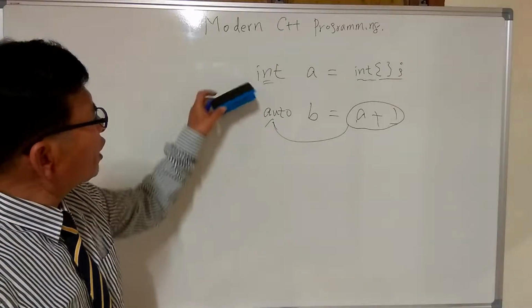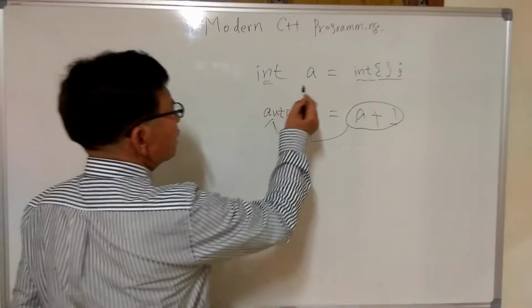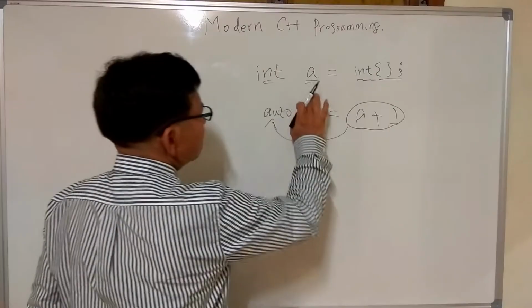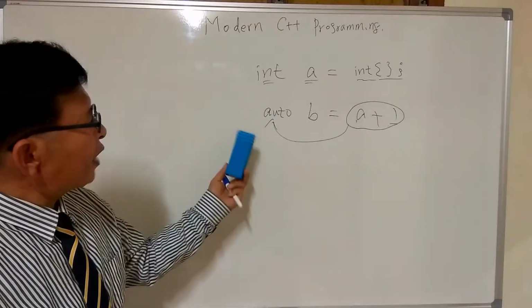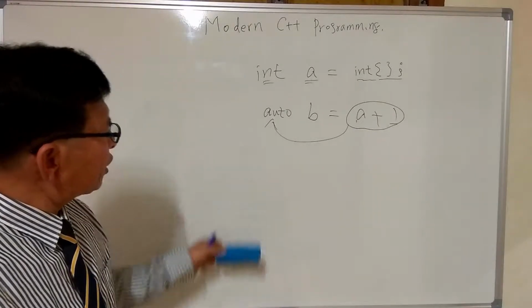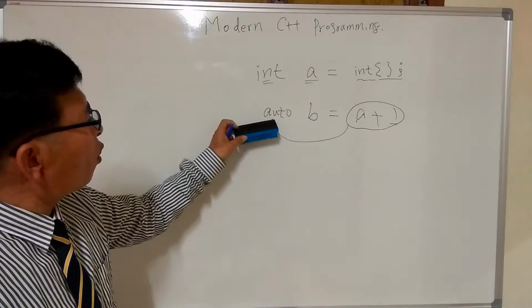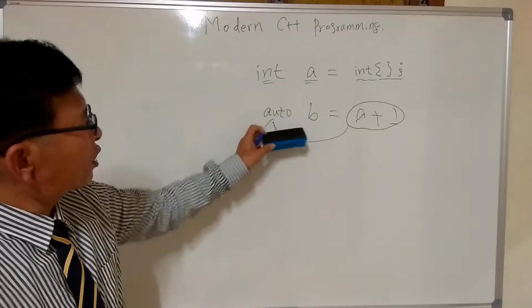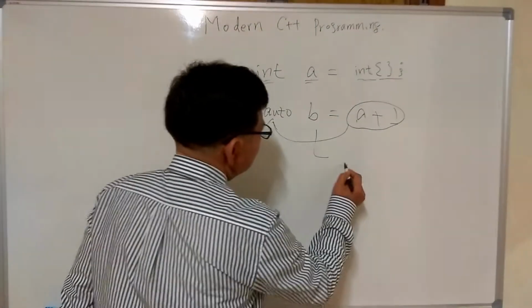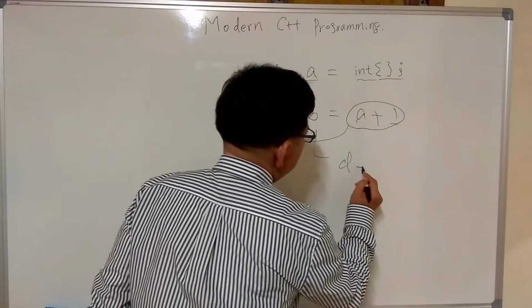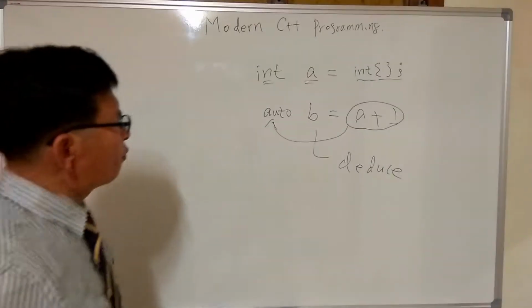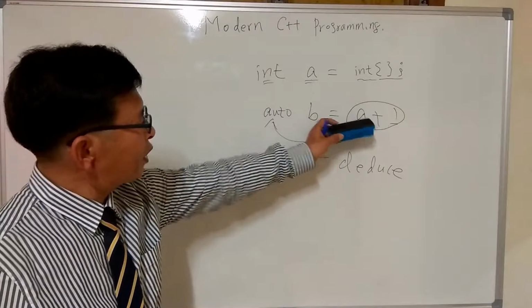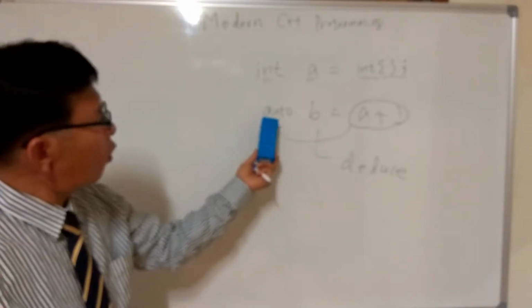Once we introduce a variable name like this, then next time in all subsequent code we can use the keyword auto to deduce the type of this expression.